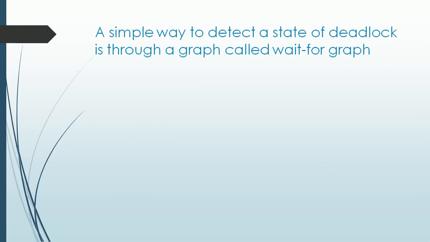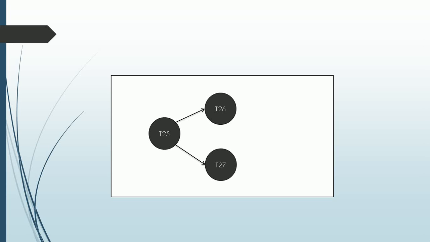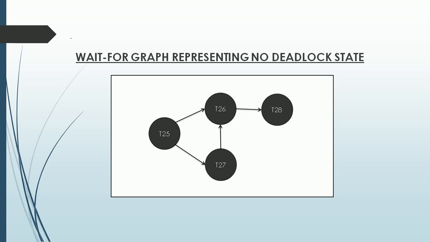A simple way to detect a state of deadlock is through a graph called a wait-for graph. To detect deadlocks, the system needs to maintain the wait-for graph and periodically invoke an algorithm that searches for a cycle in the graph. Consider the following wait-for graph. Transaction T25 is waiting for transactions T26 and T27. Transaction T27 is waiting for transaction T26. Transaction T26 is waiting for transaction T28. Since there is no cycle, there is no deadlock state.